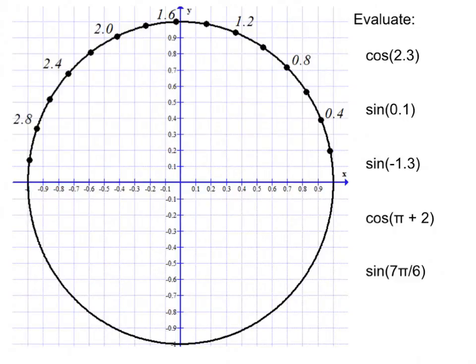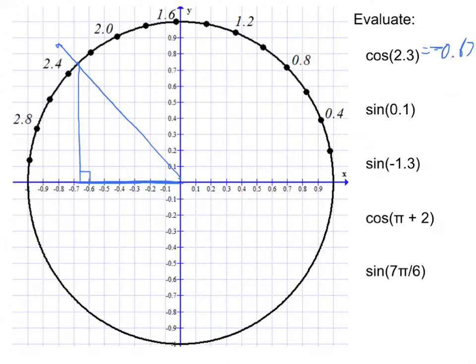So, I'll try to do these with different colors and then erase them as we go along. For the cosine of 2.3, the angle 2.3 is over here. If I draw down and make this triangle, the cosine is going to be this x value here, and that x value looks to be about negative 0.67. Again, if you had something close to that, good.